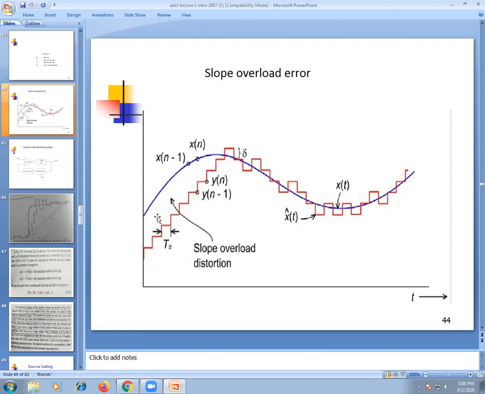This is the slope overload. Slope is generated between the M of t signal and the M cap of t signal, the original signal and the approximate signal. The slope overload is one of the limitations of delta modulation.